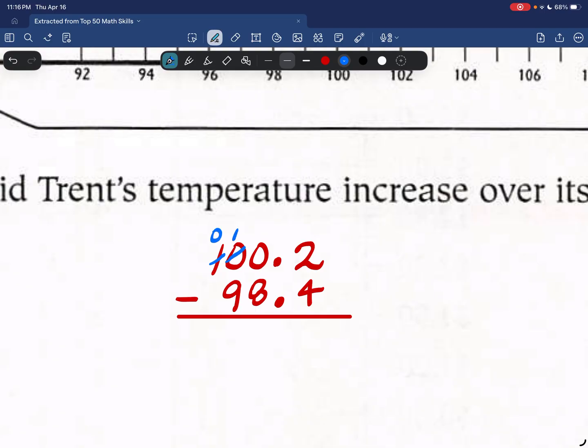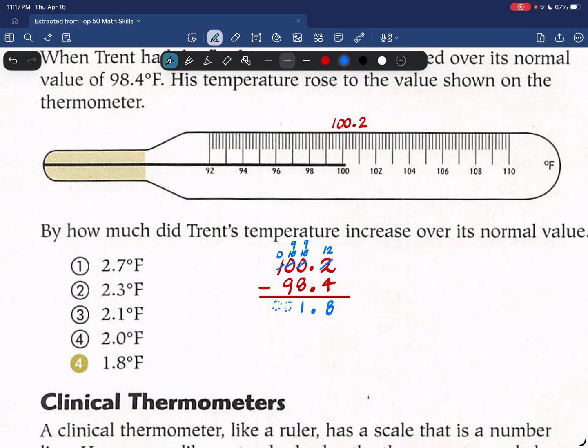Can only go next door. But then I can borrow, give to that one. Borrow and give to this one. 12 subtract 4 is 8. 9 subtract 8 is 1. And then, of course, these are zeroed out because there's nothing left. So we're looking at a difference of 1.8 degrees Fahrenheit, or number 4.